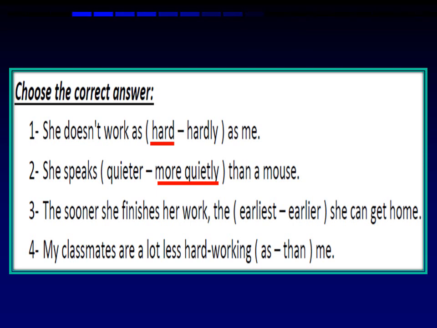3. The sooner she finishes her work, the earlier she can get home. The sooner, the earlier. Number 4. My classmates are a lot less hardworking than me. Than me. Less than.